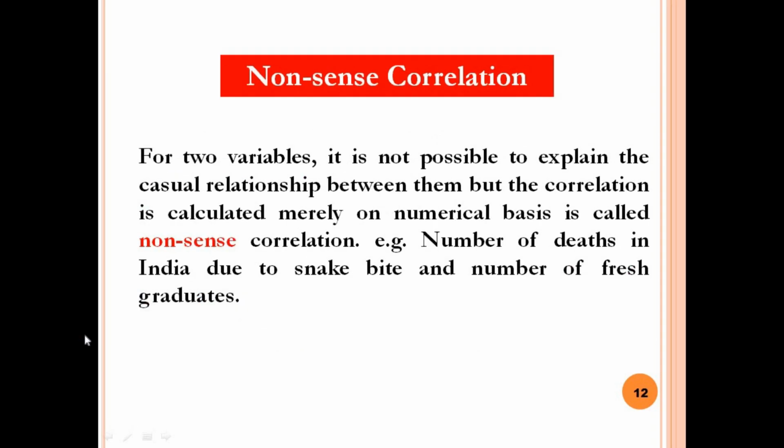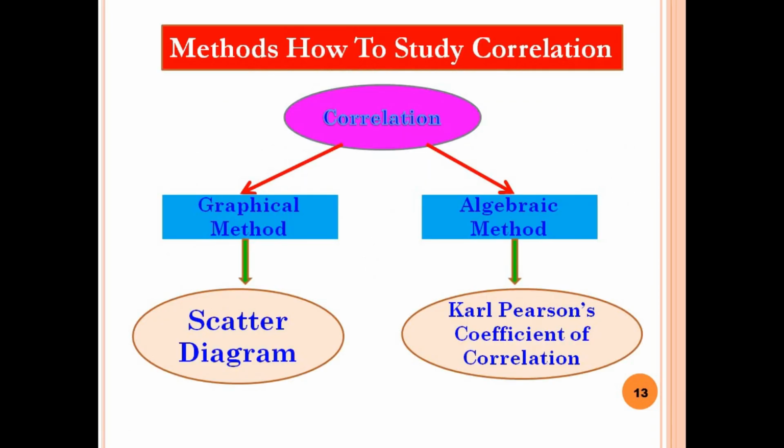And last one, what is spurious or nonsense correlation? For two variables, if it is not possible to explain the causal relationship between them, but the correlation is calculated merely on numerical basis, it is called nonsense correlation. For example, number of deaths in India due to snake bite and number of fresh graduates. This is the example of nonsense correlation. So this is all about the types of correlation.